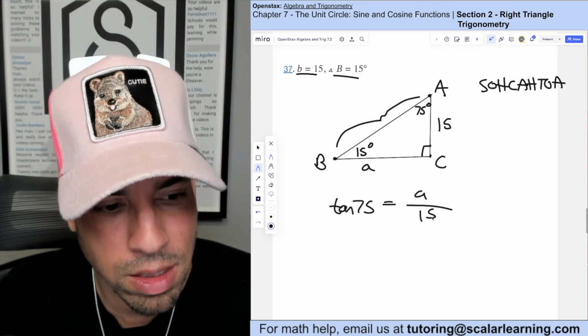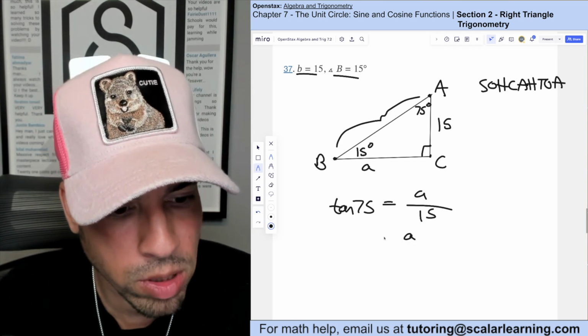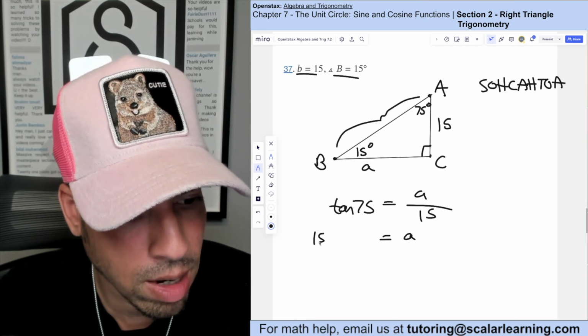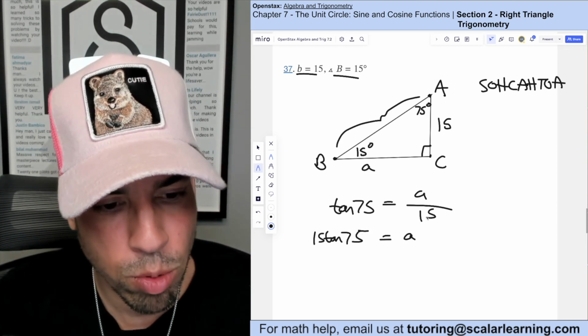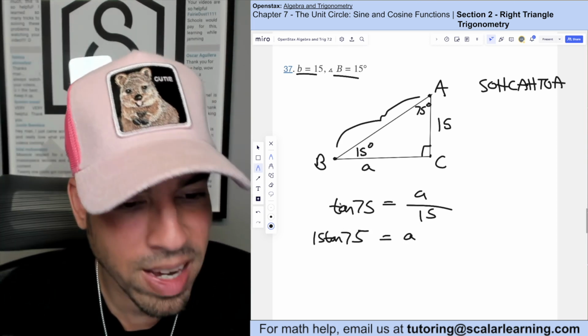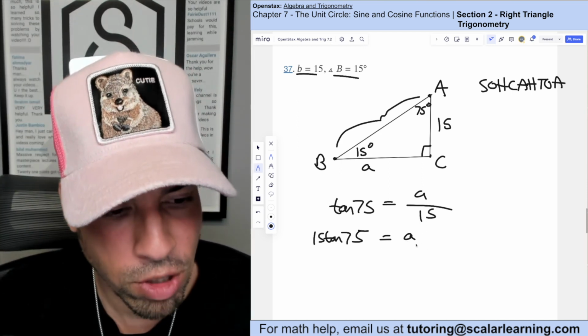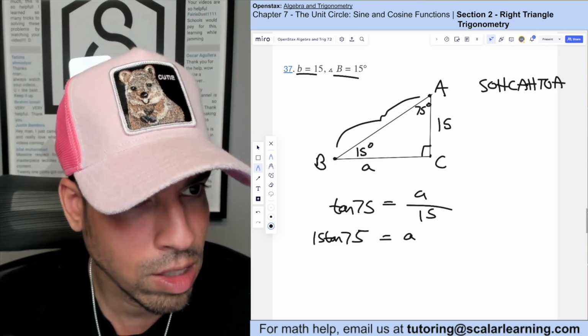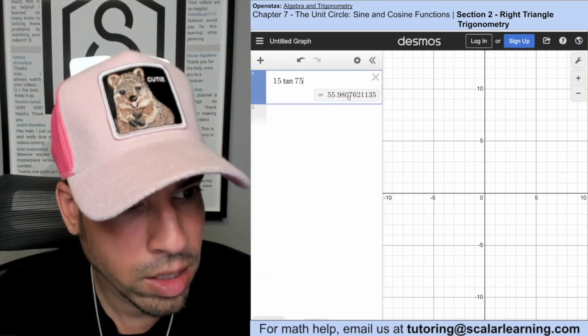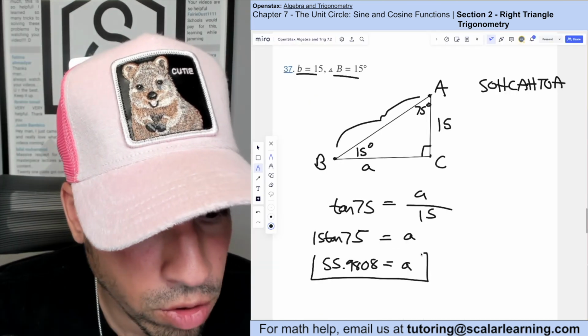And that's great because now to solve for A, I just multiply both sides by 15. I don't have to do any other steps. So you see, it's a little better than if the variable were on the denominator. Then I'd have to multiply and then divide. It's one more step. It's not a big deal, but just to be as efficient as possible. So now let's plug this into Desmos, and we get 55.9808. So that's our value for A.